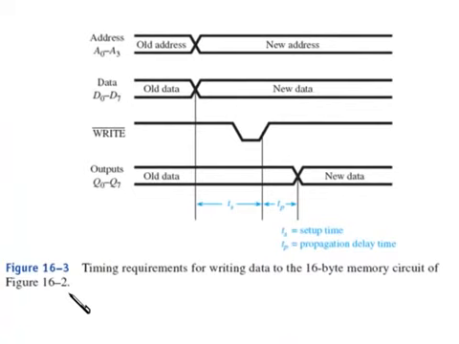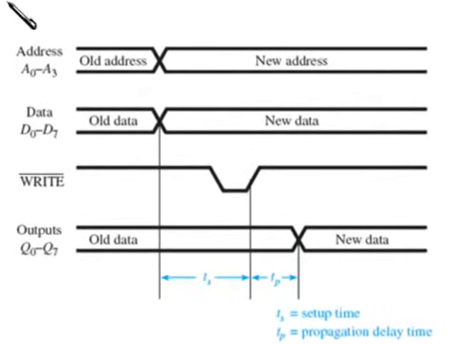Figure 16.3 shows the timing requirements for writing data to that particular diagram we just looked at, the 16-byte memory circuit from figure 16.2. Now these are the type of diagrams that an engineer or technician will have to look at and understand in order to know how different memory circuits as well as other microprocessor based systems work. When you have a cross like this, what that means is you could have 4 bits of data at this point, and if they're going to change, they're going to change right here. Some of them may be low going high, some of them may be high going low, and they may actually stay the same, but if they're going to change, this is the moment.